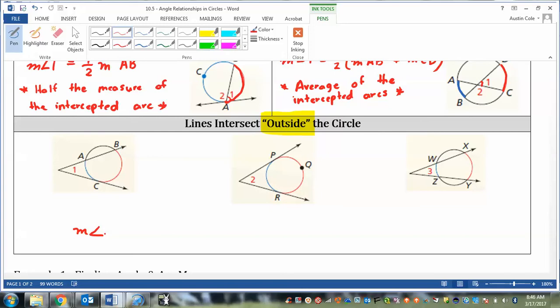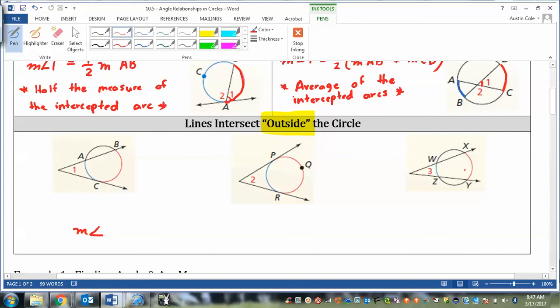Let's talk about this a little bit. If I look at this line right here, guys, what type of line is that, going back all the way to section 1? It's a secant line because it goes through the circle and intersects at 2 points. What type of line is this? Tangent. So I have a secant line and a tangent line. Over here I have 2 tangent lines, and here I have 2 secant lines.